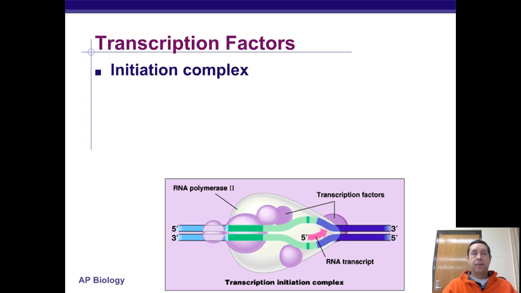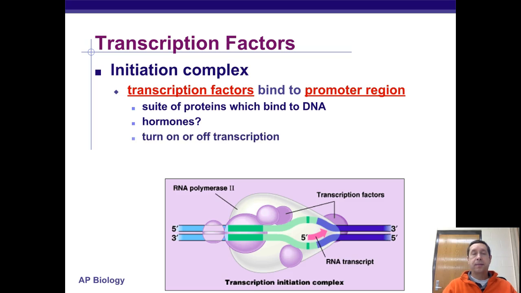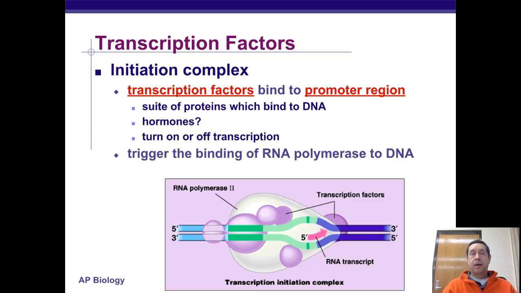So what are transcription factors? They form something called the initiation complex. Transcription factors bind to the promoter region, and it's a bunch of proteins that bind to the DNA. We think maybe hormones may act as transcription factors in some cases, and they can turn on or turn off transcription depending on which transcription factors. They also help position and bind the RNA polymerase to the DNA to start transcription.